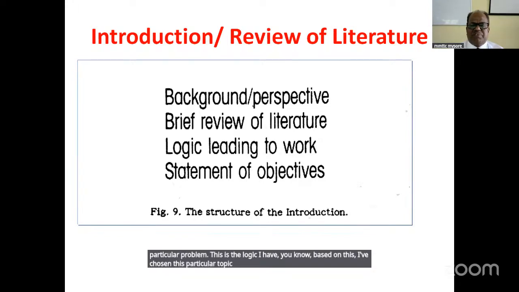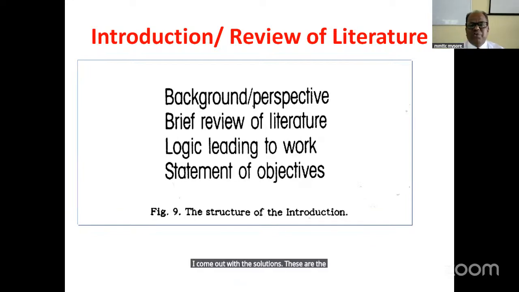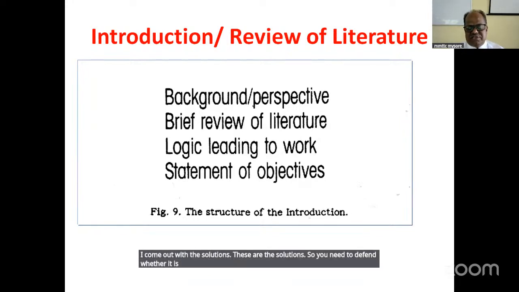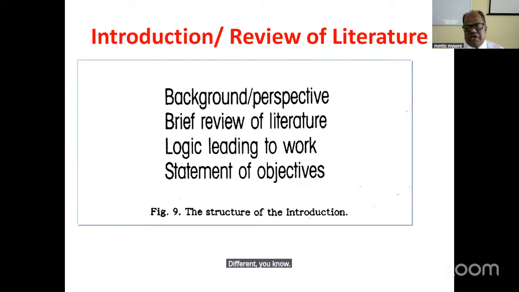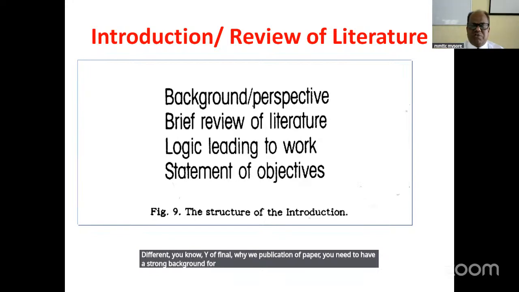Based on that, I developed these objectives, 5 objectives. I worked on these 5 objectives for 5 years. I came out with the solutions. These are the solutions. So you need to defend, whether it is your thesis, final viva voce or publication of a paper. You need to have a strong background for choosing that particular problem. Okay. So you need to have this.